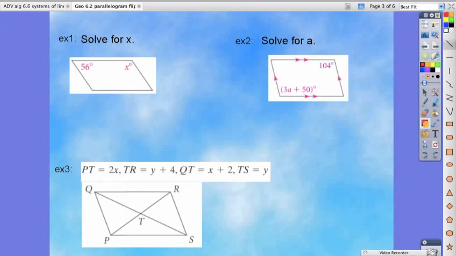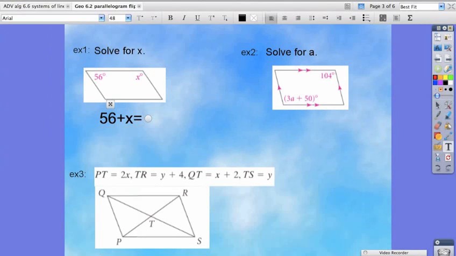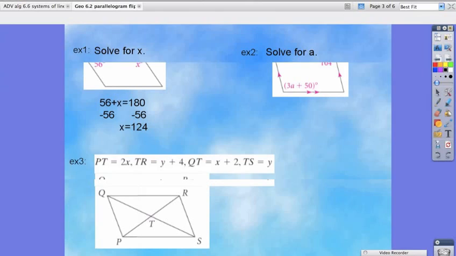In example 1, there's one other theorem that I don't believe they covered, which is that in a parallelogram, the consecutive angles are supplementary. Therefore, if we take 56 degrees and add that to x, that's equal to 180. So hopefully by now you should know how to solve for x. So we're going to subtract 56 from both sides. We get x is equal to 124, and that's how we solve for x.